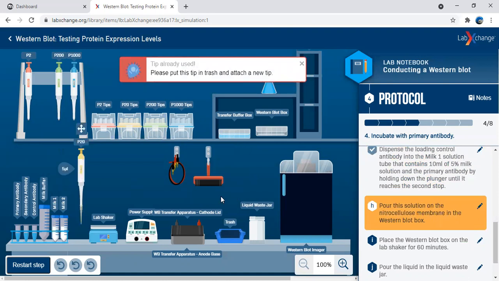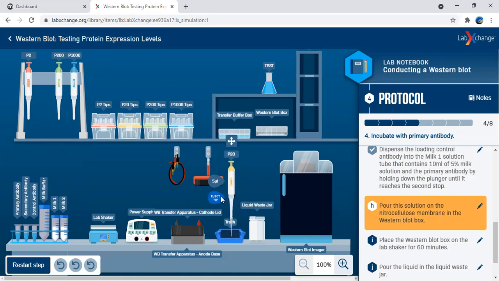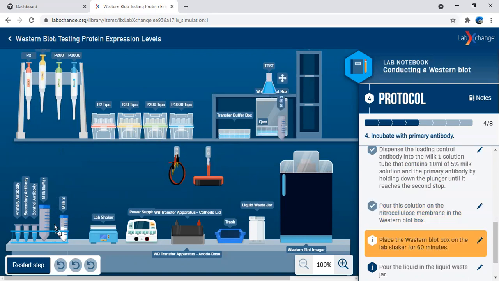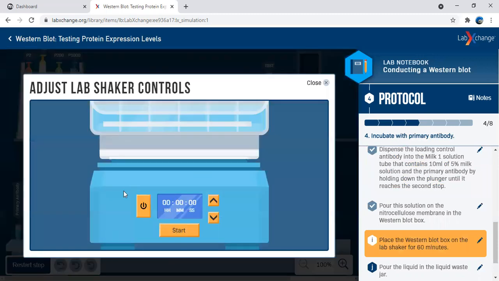Now I gotta eject the tip. Put the micropipette back, and now I gotta pour the solution into the Western blot. And now I gotta place this into the lab shaker for 60 minutes.